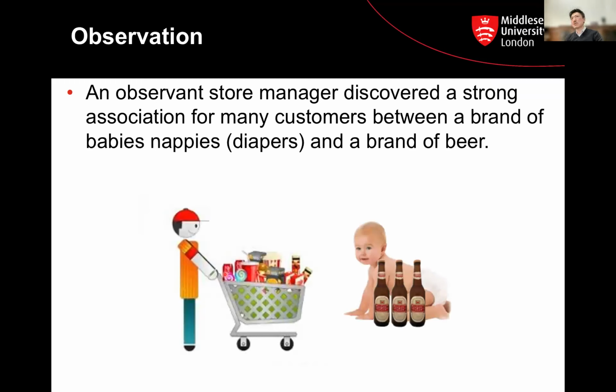Okay, this is a common example that started from supermarket sales data. What they found is that people who buy baby nappies often buy beer together. So if you run a supermarket and you have records of all the people and what they buy, you might start to find that customers who buy nappies also buy beer.